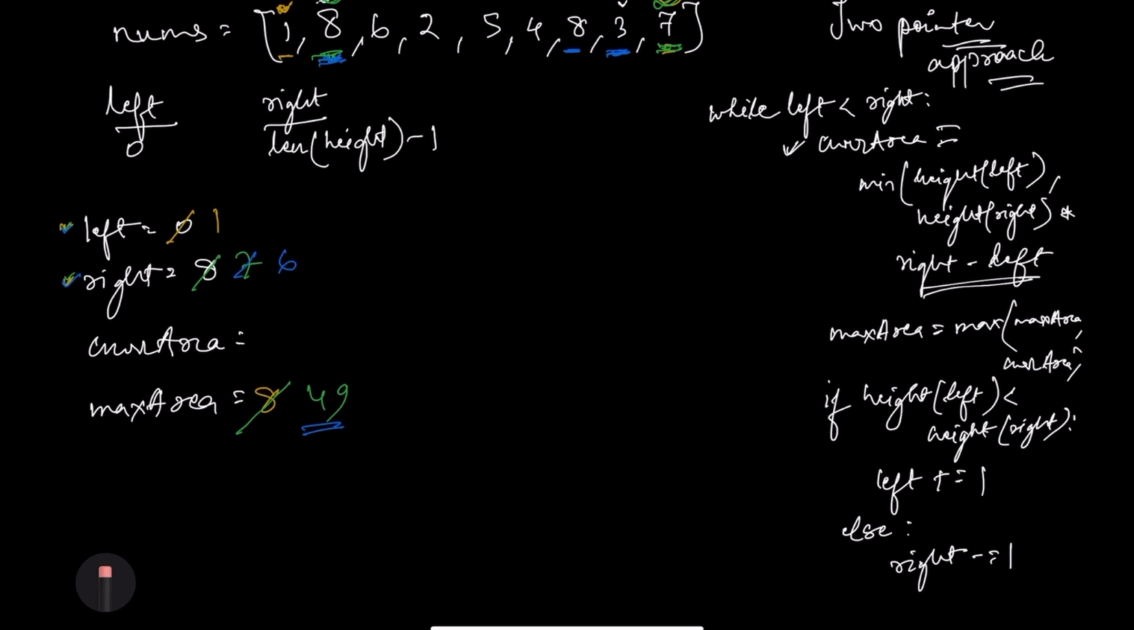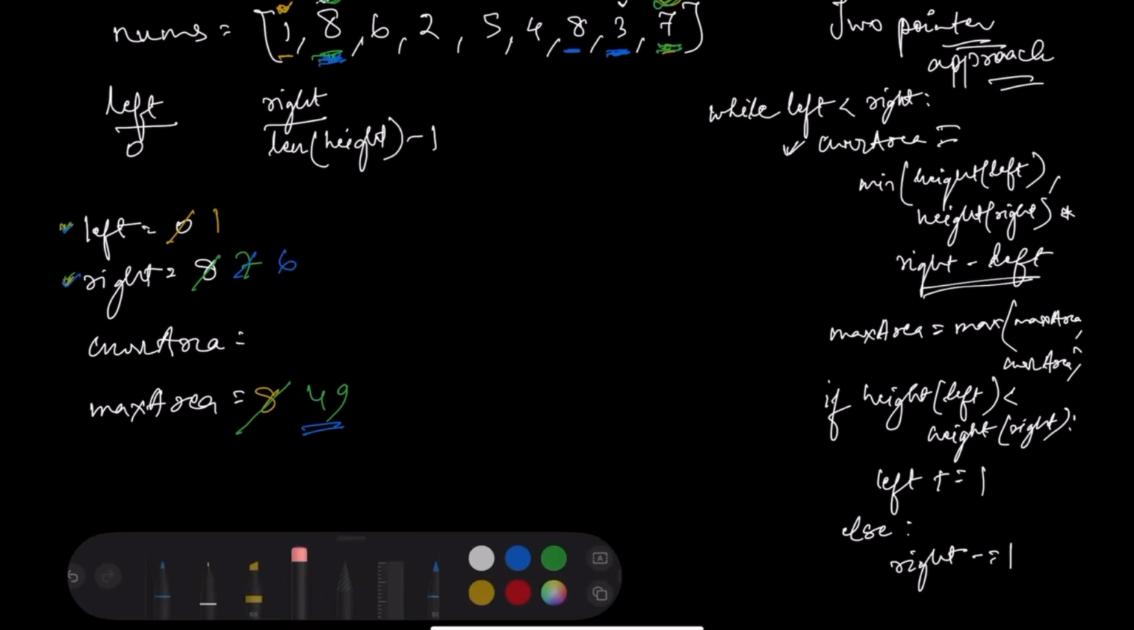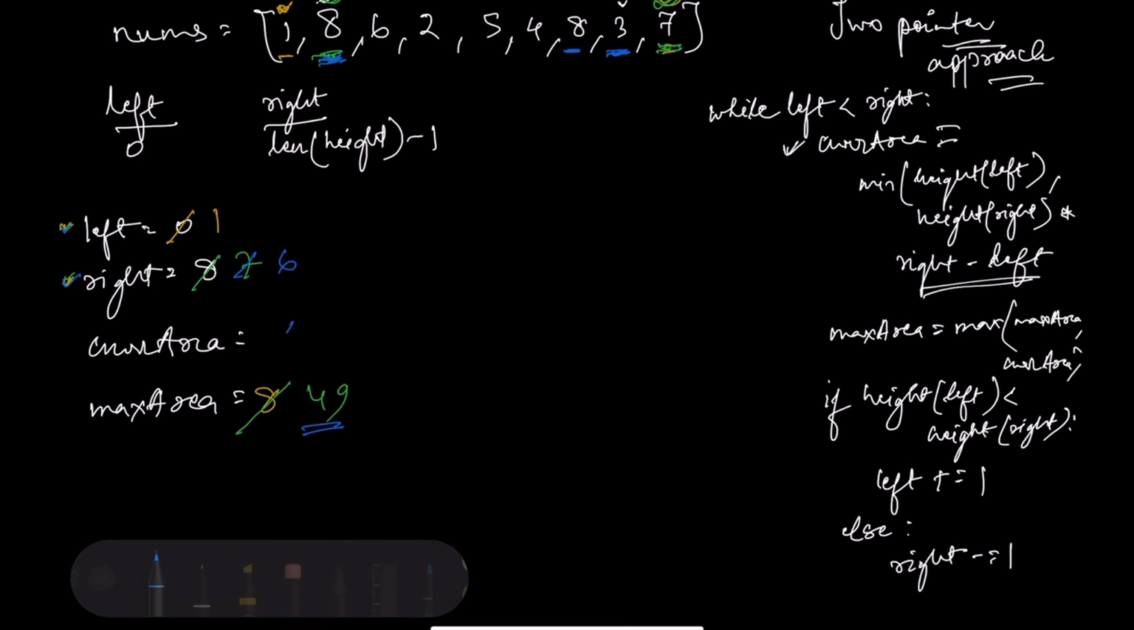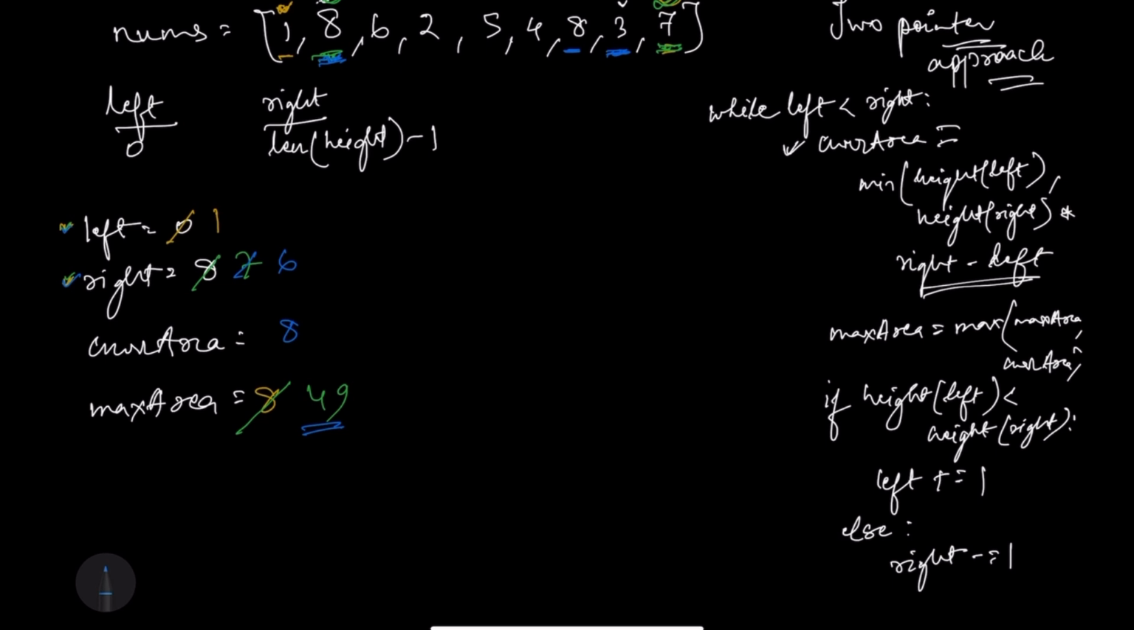So between 8 and 8, which one is small? Both of them are equal. So it would be 8 multiplied by 6 minus 1, which is 5. So that would be 40. So we will compare between 40 and 49. So our max area won't get updated.